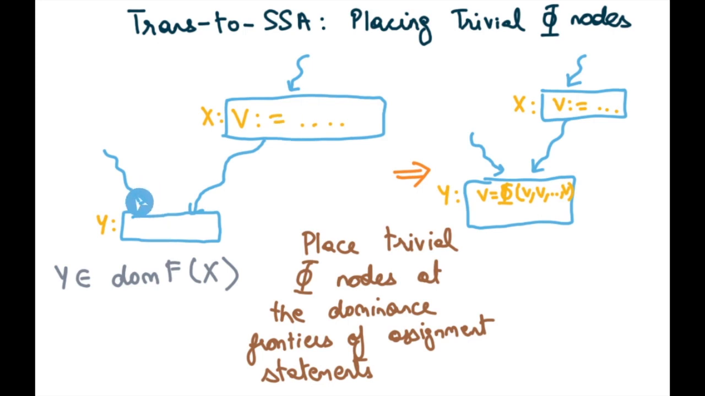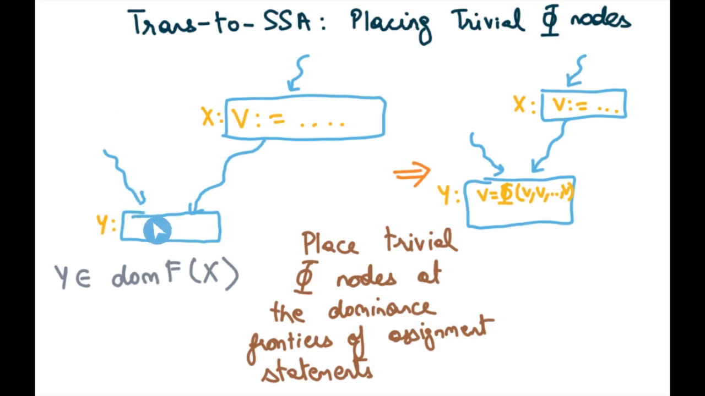Now when I say another potential assignment to v, I also include the initial values of v which must be present at program entry. And so either there is an assignment on this other path to y, or the original value, the initial value of v, is flowing on this other path. In either case, I need a phi node here.